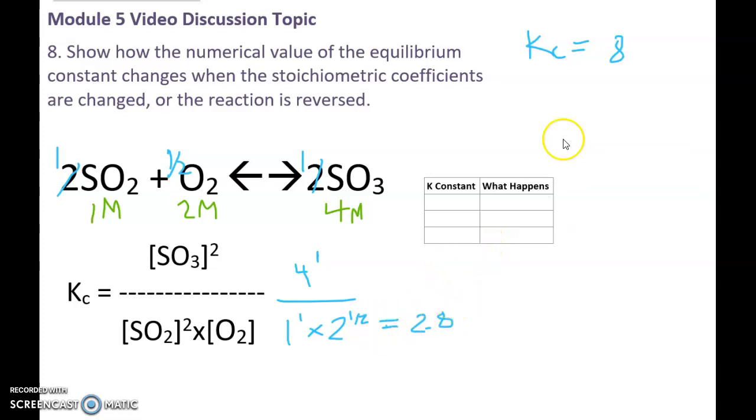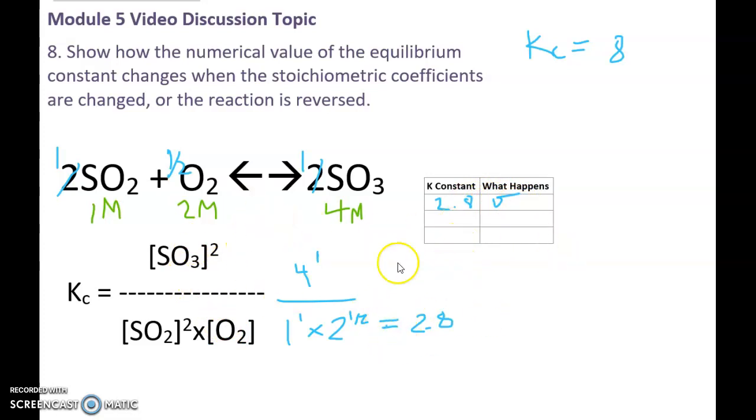So our Kc value did change when we changed the value of our coefficients. So what happened? We divided our coefficients by 2. Our Kc value actually became the square root of our original Kc value. So our Kc value went to 2.8, and it ended up being the square root, which is interesting.